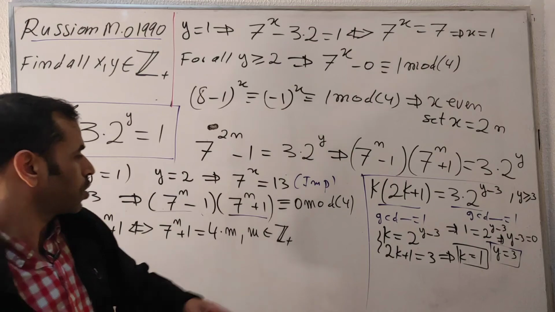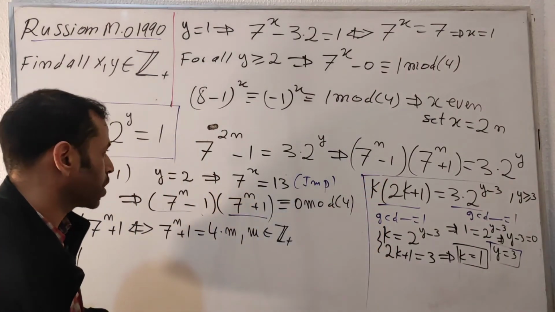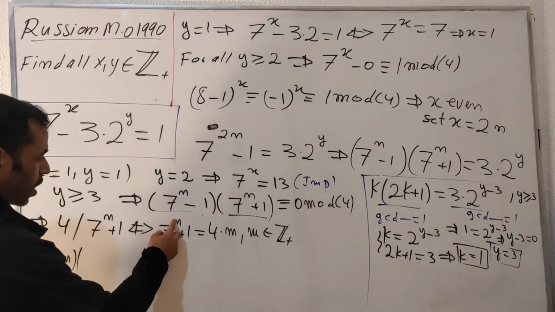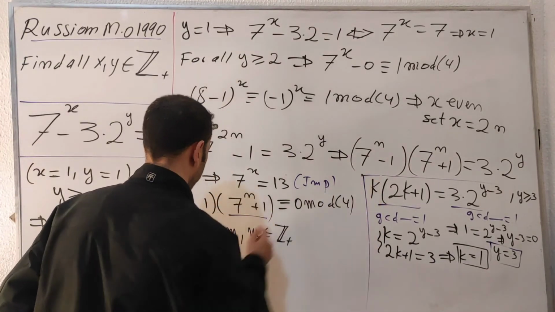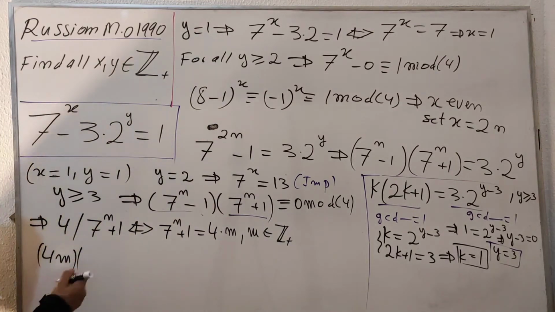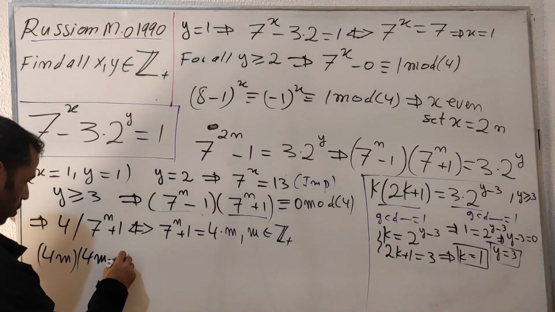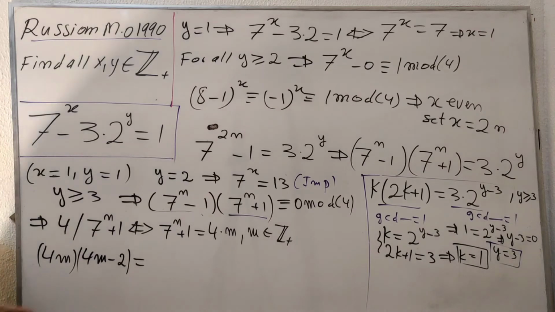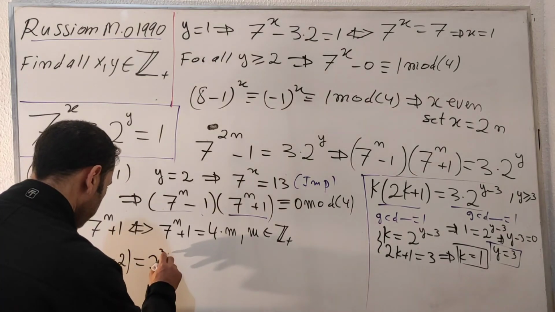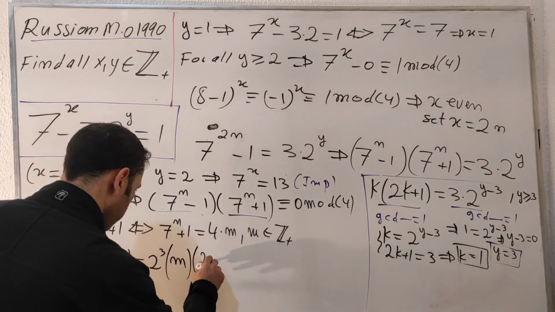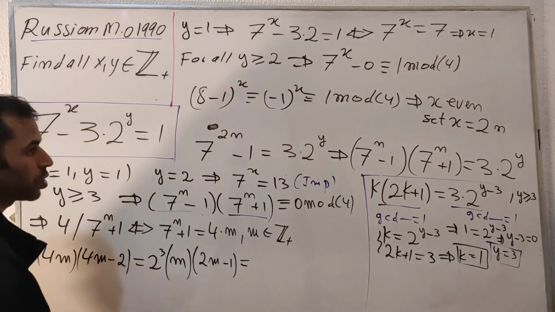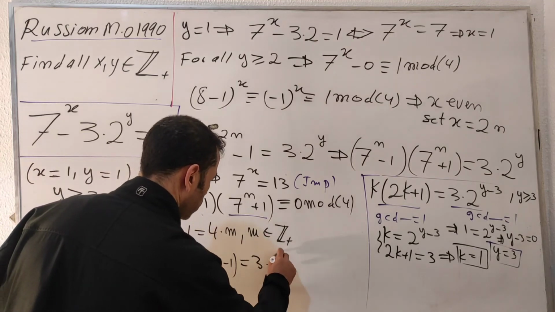So what about the other one? This one, I'm going to subtract 2 from both sides. If I put 7 and minus 2 here, in order to transform this one into this one, I get also 4m minus 2. At the same time, I'm going to take number 2 out of this thing as a multiplier. With this number 4 becomes 8. In other words, I will have 2 to the 3 factor m factor 2m minus number 1, which equals 3 multiplied by 2 to the y, like this.